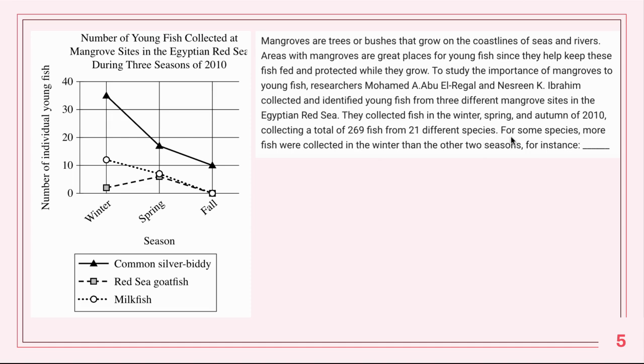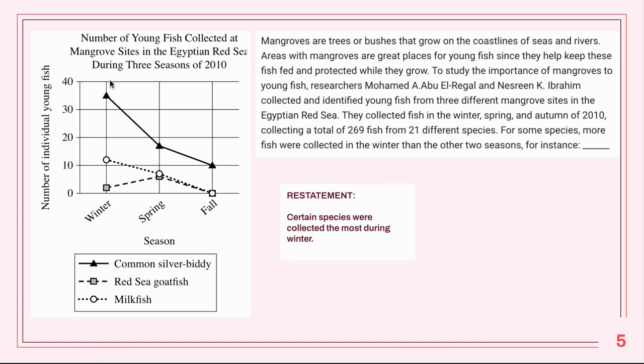So the claim that they're presenting is that for some species, more fish were collected in the winter than the two other seasons. And if I look at my graph, it's telling me how many of each fish were caught during each of the 3 seasons. So if I had to restate the claim, I would just say certain species were collected the most during the winter, because there's only 3 seasons, right? So if winter is more than the other 2 seasons, that means most of the fish were collected in winter for certain species. If I'm just glancing at the graph, I can see that that is true.